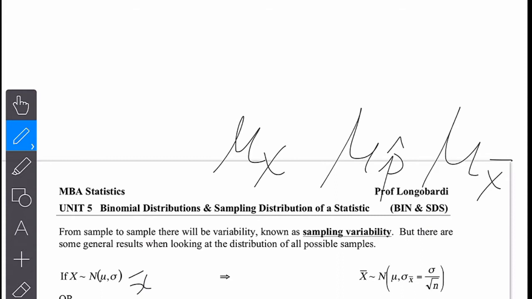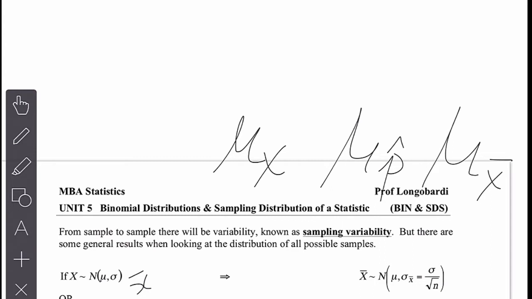This is the idea that the statistic has a distribution. Its mean is the same as the variable from which the observations were drawn to compute the sample mean. And the standard deviation is related, but it's smaller, by a factor of 1 over the square root of n. All right? So we're going to make use of that.